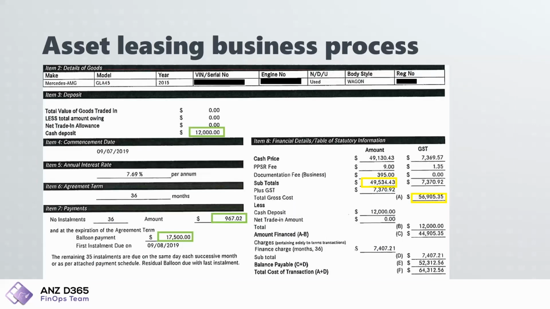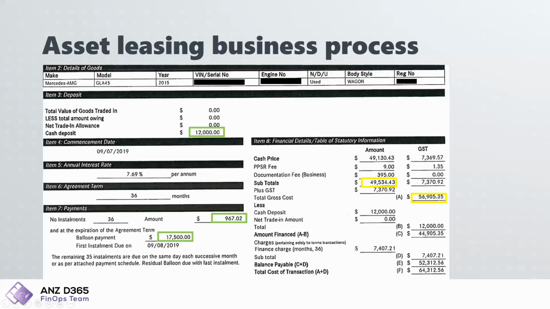So the business process for the asset leasing, which I have kept in today's session, is: we have an asset whose value is 56,905.35, whereas I am making a deposit of 12,000, and the commencement date is July 9th 2019. The interest rate is 7.69, and the period which we have defined is 36, and this is the installment amount which we are going to pay to the company from whom we are taking this Mercedes AMG, and there will be a leftover amount which will be paid on the 36th period, when this agreement is going to finish.